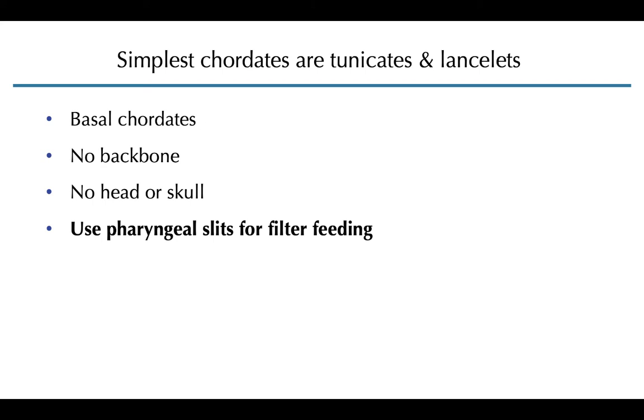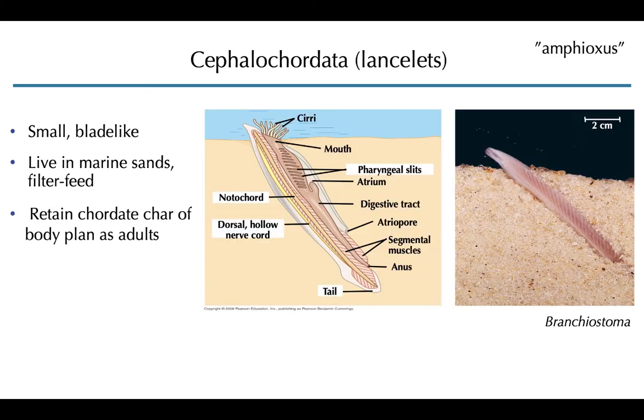They don't have a head or skull, and you'll remember pharyngeal slits are one of those four chordate characteristics. In tunicates and lancelets, those become filter feeding devices as adults. And you'll see that in the pictures in a moment. So you do need to know the scientific clade names. You do need to know lancelets as well, but you got to know cephalochordata. Cephalo is head. Chordata is, you know, cord means thread.